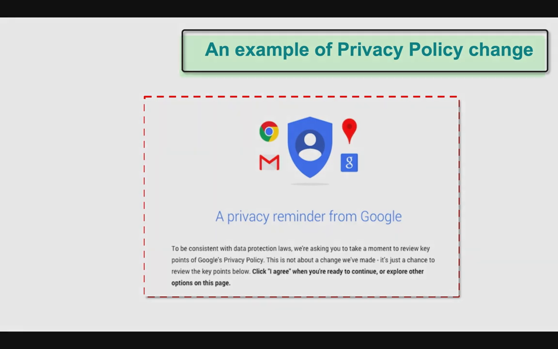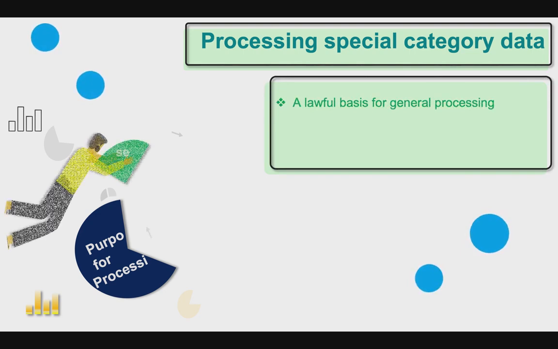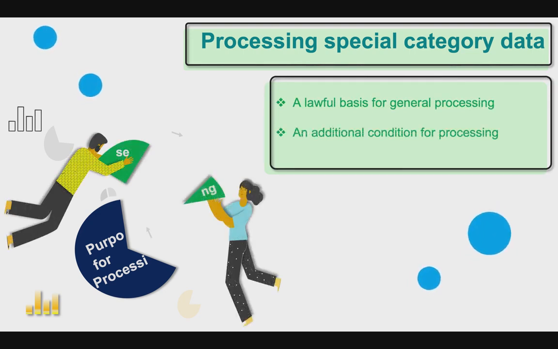Now let's take a look at what a company can do when they're processing special category of data. If the company is processing special category of data, they need to identify first a lawful basis for general processing and an additional condition for processing this type of data. These additional conditions have to be in accordance to the Article 9 of GDPR. We will discuss these conditions about the special category data processing in a later video.